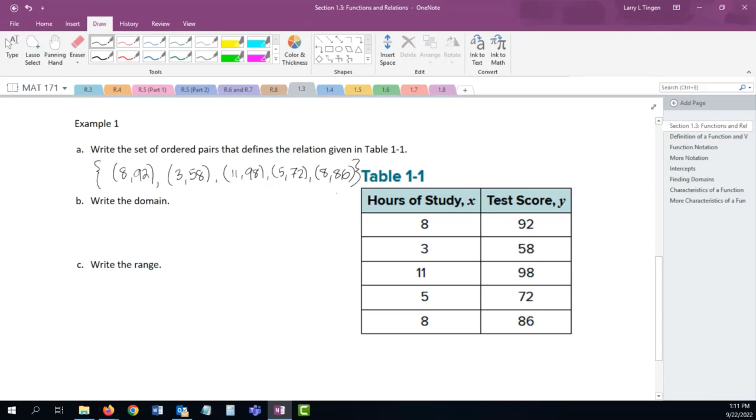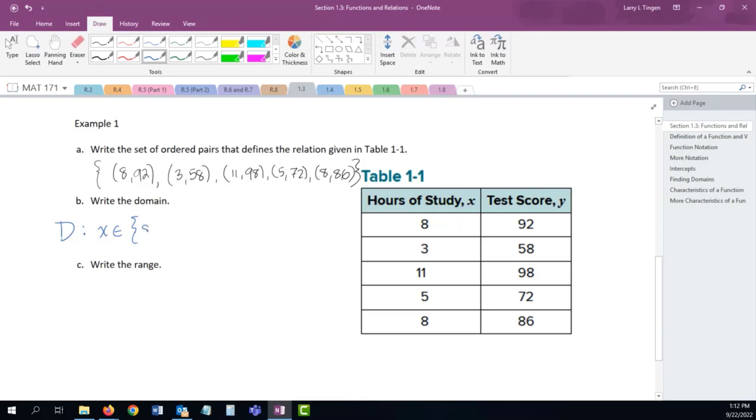Right? Now, if you're thinking, hey, that's not a function, you're right. I have the same x value pointing to two y values, but we're not there yet. So hold on to that. You're out in front of the game here. So the domain is just all the x values. So that is what?